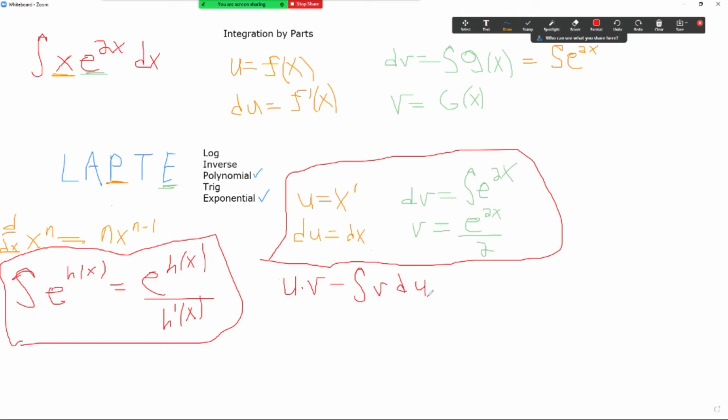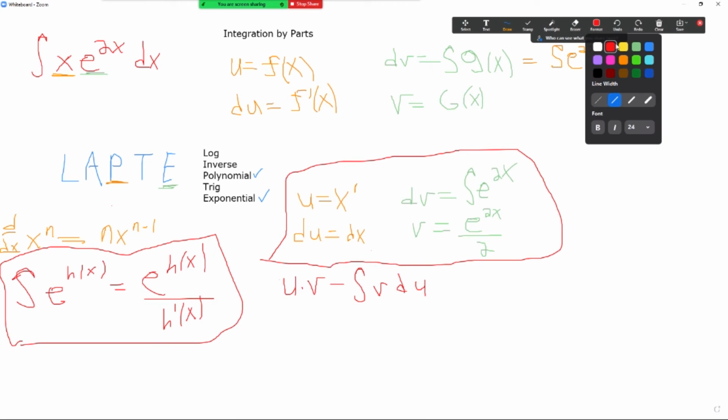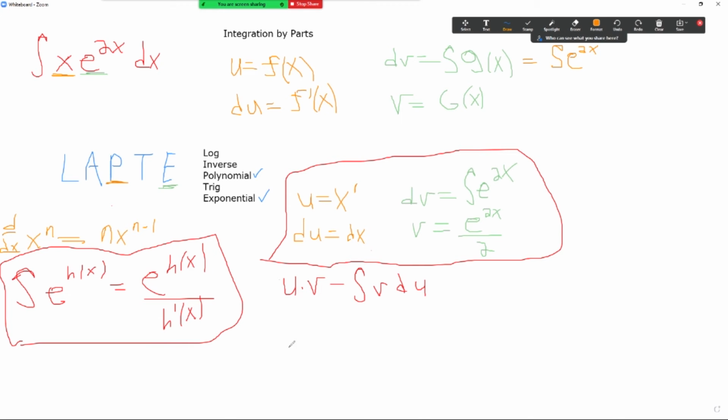And now all that matters is substituting and trying to see how we can keep simplifying it. So now we just substitute. So u was equal to x, right? So we're substituting. So this is x times, what did we say v was? It's e to the 2x over 2.